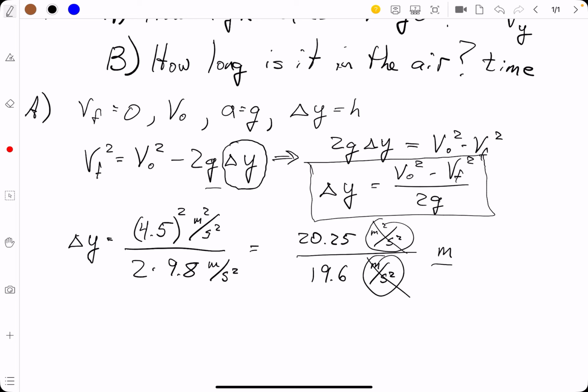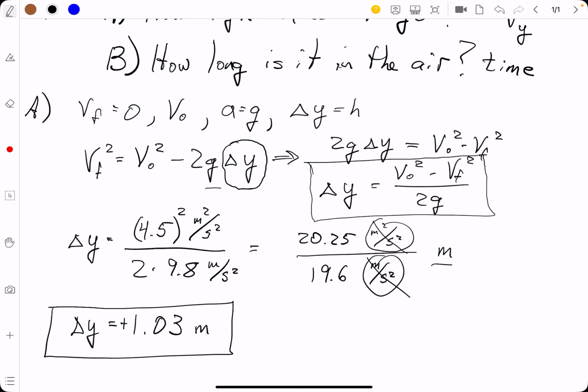So 20.25 divided by 19.6, 1.033. So 1.03. The 3 isn't going to let us round up, so we'll just say 1.03 meters. So it doesn't go up very high, okay? And that is our height. It's a positive height, so we did our numbers correctly. Everything was done correctly there.